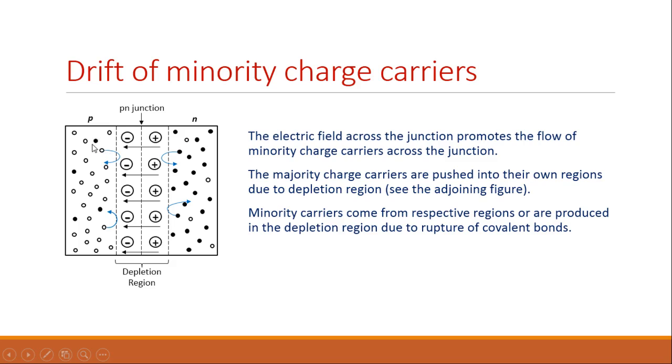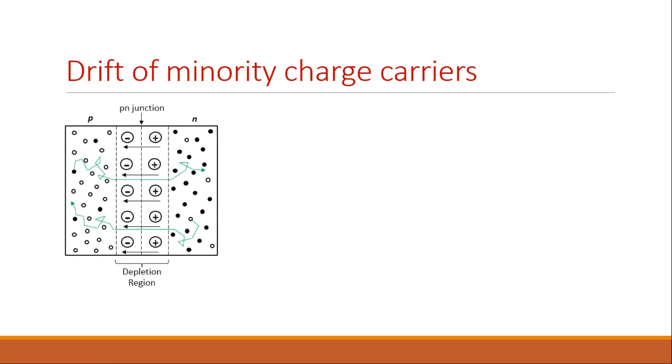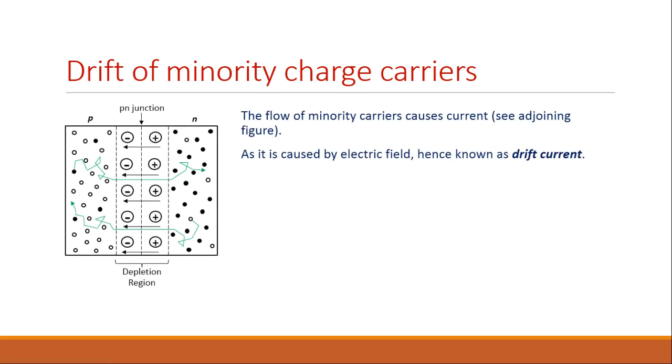Now, consider the case of an electron from the P region. If this electron tries to go into the N region, it can go very easily because the depletion region, or the electric field inside the depletion region, is itself promoting this flow. Similarly, a hole can very easily move from the N region to the P region. The same figure I have shown here with some changes. This flow of minority charge carriers, a hole from the N region to the P region or an electron from the P region to the N region, causes the drift current to flow through it.